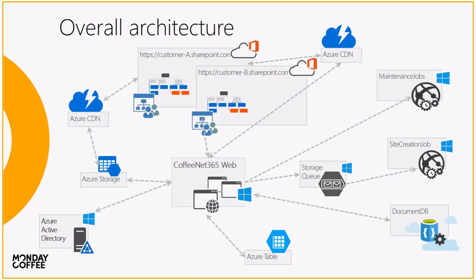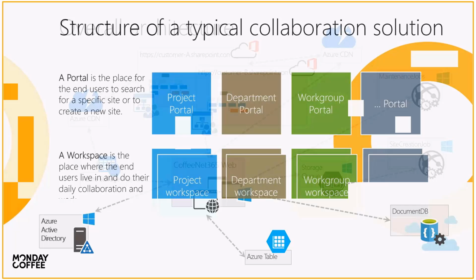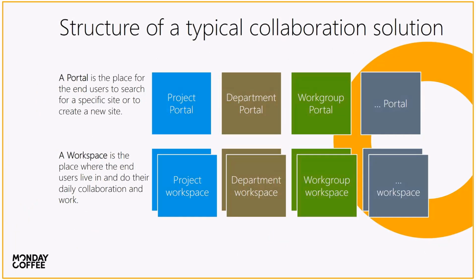So before I start demoing the solution, just to get a few terms right here, it's a typical structure. Usually you have a portal, which could be a project portal, department portal, workgroup portal. A portal is simply the place for the end users to search for a specific site or to create new sites. And then there are the workspaces where the end user actually lives and does their daily collaboration and work. Makes a lot of sense.